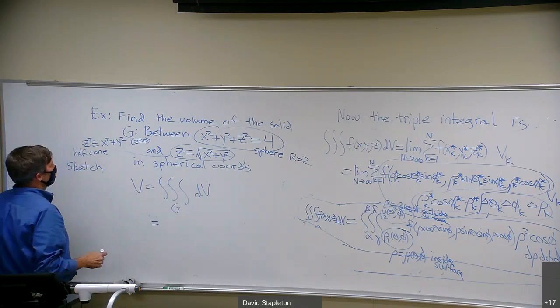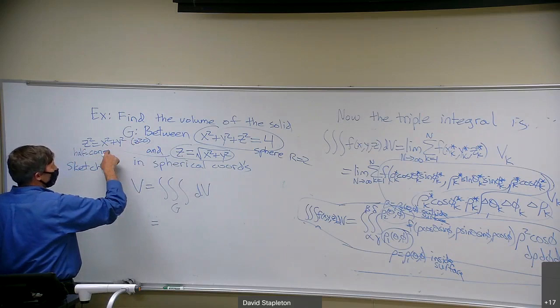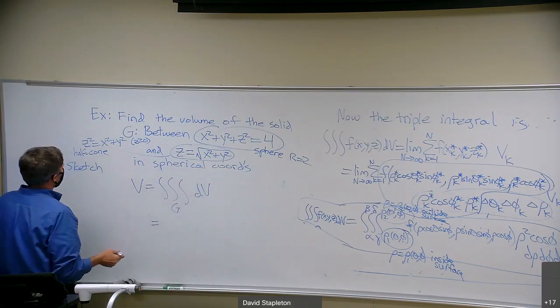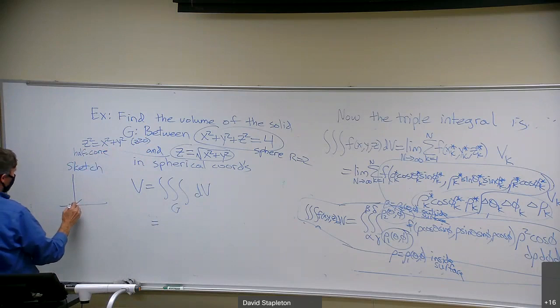That's phi equal to constant, right? So when you have a sphere, that's rho equal to constant, and a half cone, that's phi equal to constant, that's perfect for spherical coordinates, right? So we'll draw the sketch. z squared equals x squared plus y squared is this cone like this.